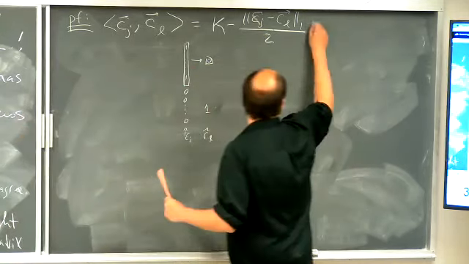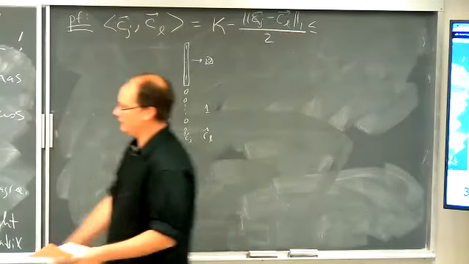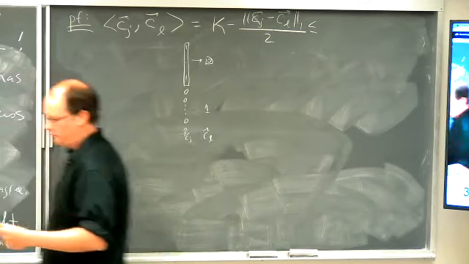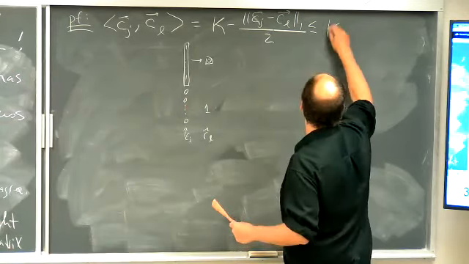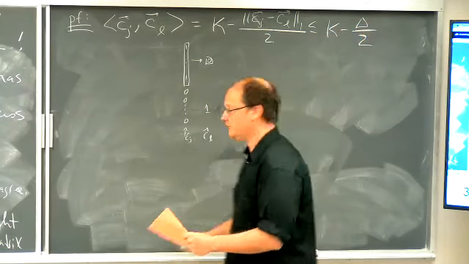And then I use my uniform bound, which is the definition of delta here, to bound that inner product. And I get that this is less than K minus delta over 2. And that is effectively the proof.